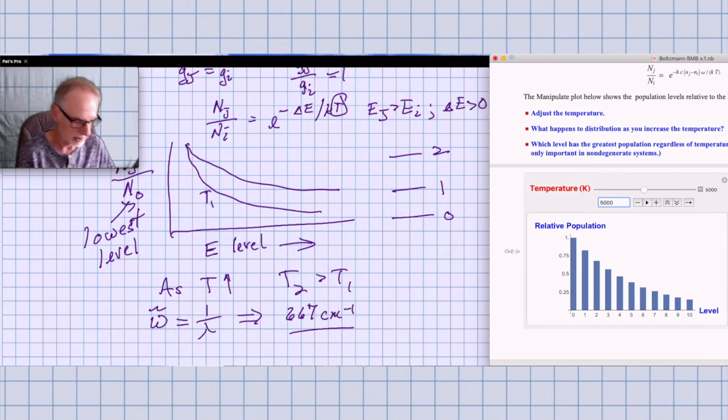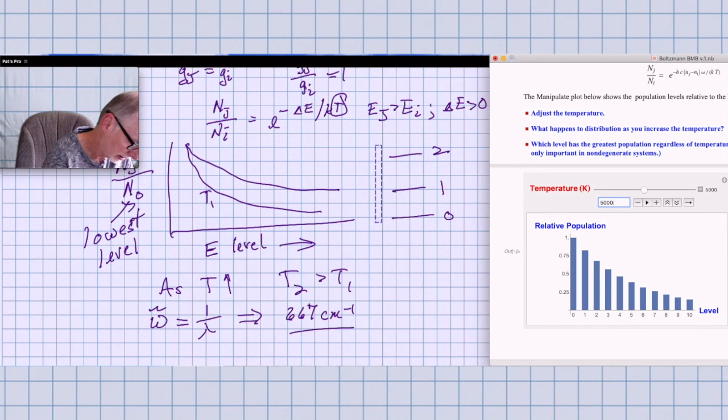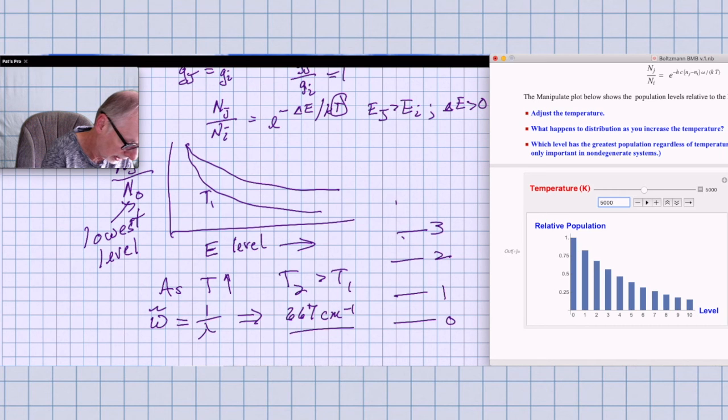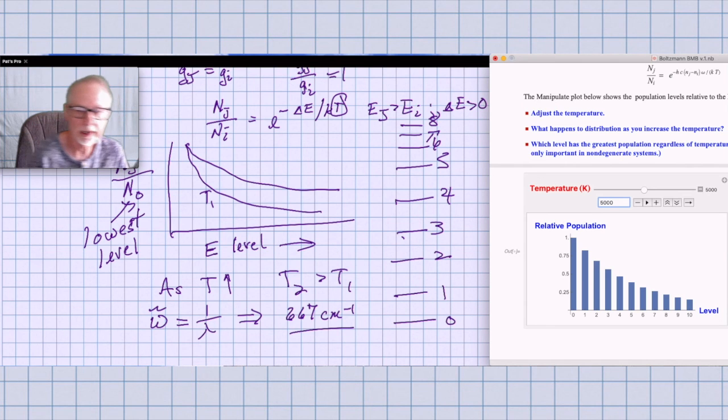So this showed 0, 1, 2. I'm going to cut this and bring it down so I can keep going. So that I've got energy levels 3, 4, 5. I'm going to put these together, 6, 7, 8, like that. Not the best drawing in the world, but I hope it does.